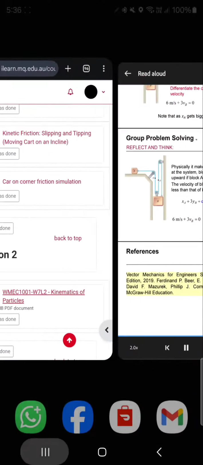References. Vector Mechanics for Engineers, Statics and Dynamics, 2019. Ferdinand P. Beer, E. Russell Johnson Jr., David F. Mazurek, Phillip J. Cornwell, Brian P. Self, McGraw Hill.